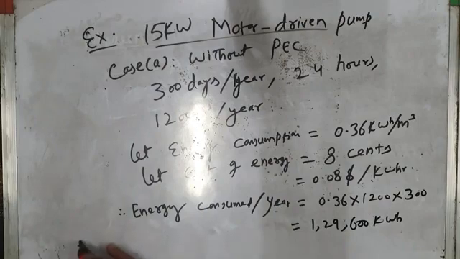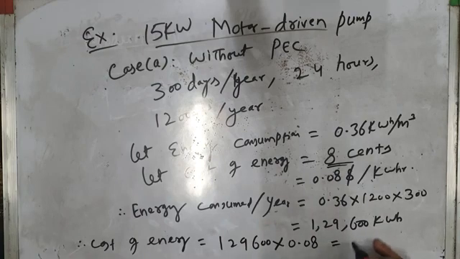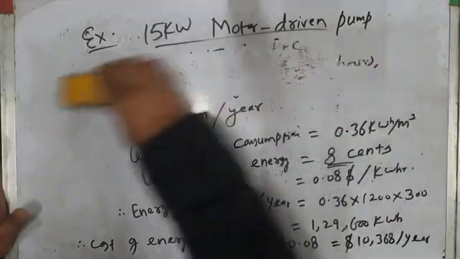Okay, so therefore what is the cost of energy consumed? It is 1,29,600 kilowatt hours multiplied by the rate of energy, 8 cents, that is $0.08 per kilowatt hour. So this comes out to be $10,368 per year. So therefore the total cost of energy for the conventional motor driven pump per year is $10,368.